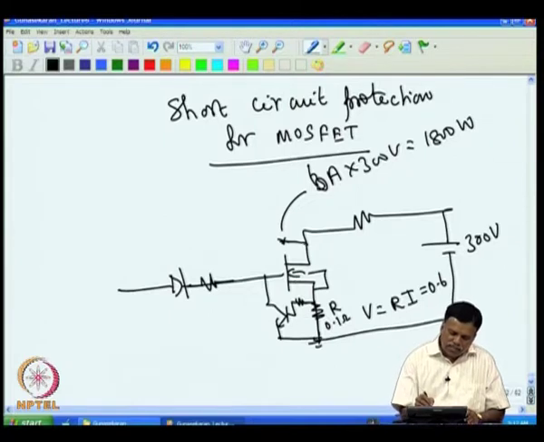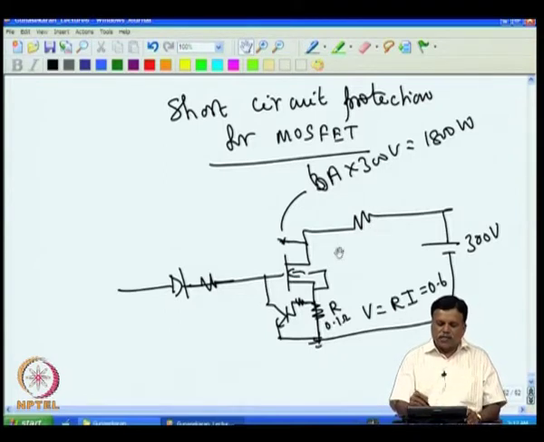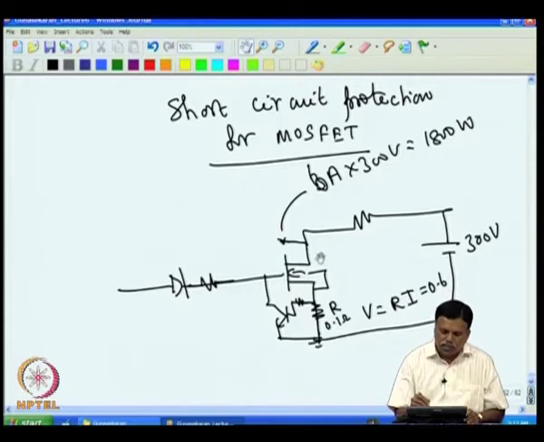Once current is limited, then this voltage must be sensed, because normally when the MOSFET is on and the heater is not short circuited, the voltage across the MOSFET is very small, maximum 2 volt or 1.5 volt, or at the maximum 3 volt, not more than that.